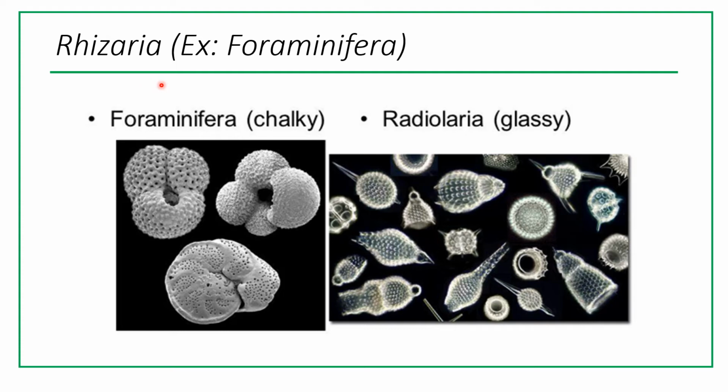Rhizaria example would be foraminifera. So foraminifera are microscopic living organisms. They look just very, very beautiful, right? You cannot see them really with the naked eye. Some foraminifera might be a little bit bigger, but under a microscope, that's how they look.